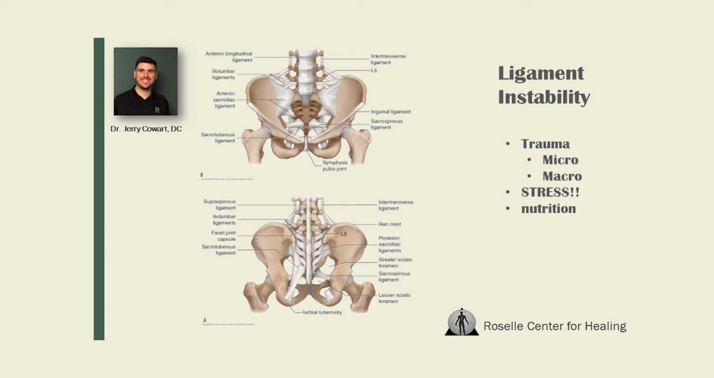So I really love these two pictures that I put here, because it just shows the complex web that it takes to keep the sacrum, the low back, lumbar spine, and that hip all connected and contained and stable together. There's a lot of different ligaments that you can see here.